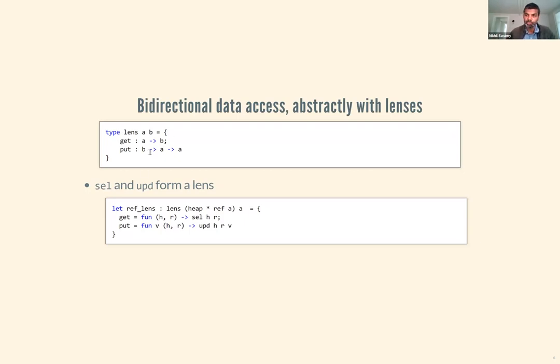Some of you may be familiar with this from other functional programming languages. Now, one thing you can do with these lenses, which are pure structures, is build stateful lenses to reason about the effect of reads and writes on a mutable heap. First, I want to point out that the select and update functions that I showed you earlier form a lens between a heap and a pair of a reference and the value that the reference stores. These are the instantiations for get and put. Get and put are supposed to satisfy certain laws. I'm going to ignore them for now, but you can prove these laws about select and update as well.